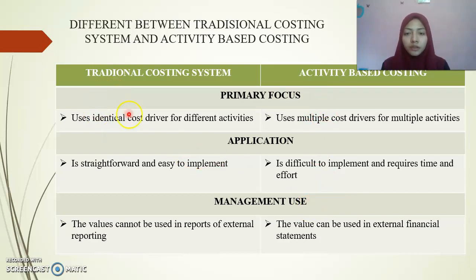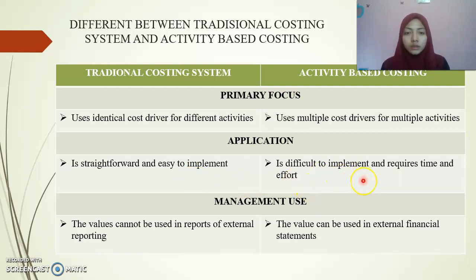For primary focus, the traditional costing system uses an identical cost driver for different activities, but ABC uses multiple cost drivers for multiple activities. For the application, the traditional costing method is easy to implement as a single cost driver is set for all activities and overheads are simply divided into fixed and variable overhead.